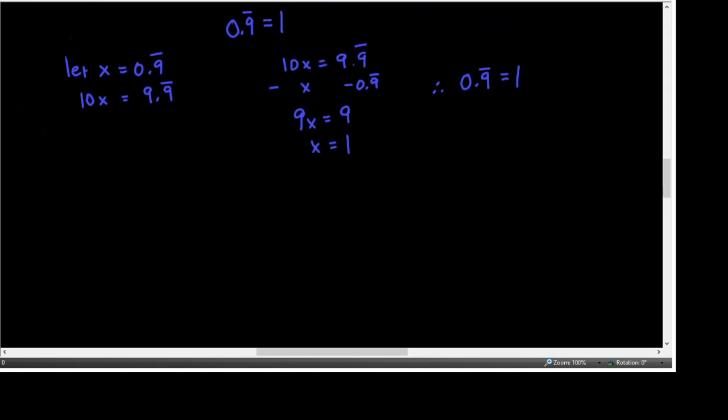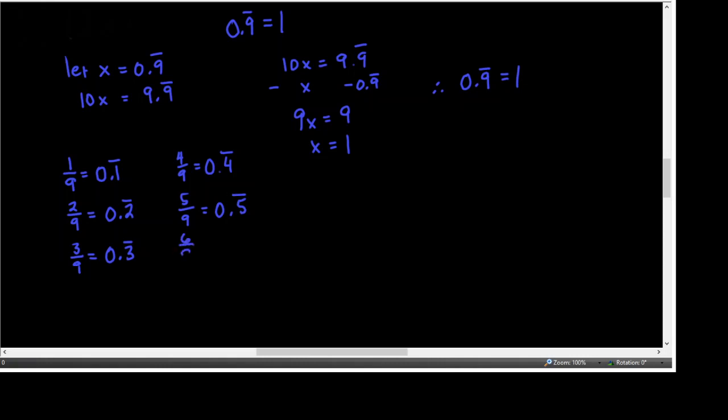This is a pattern recognition. You might need your calculator. 1/9 as a decimal is 0.1 repeating. 2/9 is 0.2 repeating. 3/9, which is 1/3, is 0.3 repeating. 4/9 is 0.4 repeating. 5/9 is 0.5 repeating. 6/9, which by the way reduces to 2/3, is 0.6 repeating.